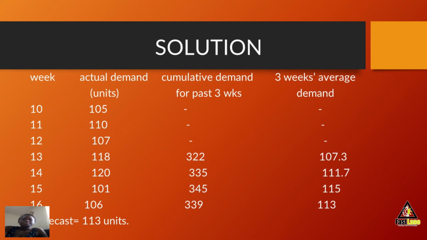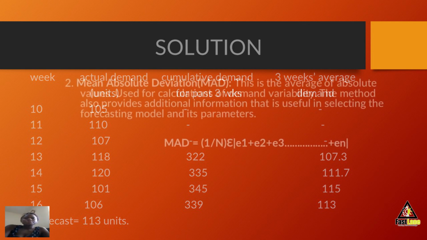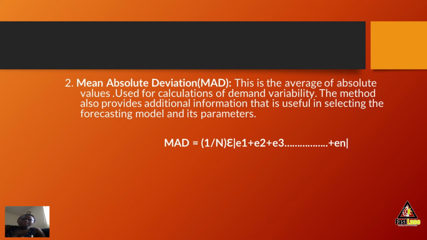So the first method was simple moving average. We looked at that, we got an example. Now we got the second method, which is mean absolute deviation. The mean absolute deviation is the average of absolute values. It is used for calculations of demand variability. The method also provides additional information that is useful in selecting the forecasting model and its parameters. So we are going to look at how the mean absolute deviation works. We have our formula for mean absolute deviation.